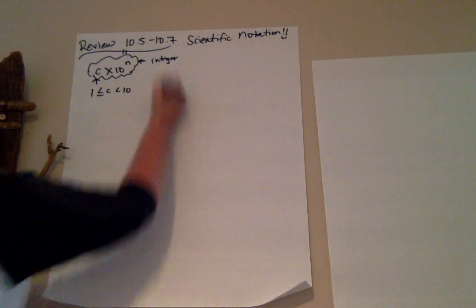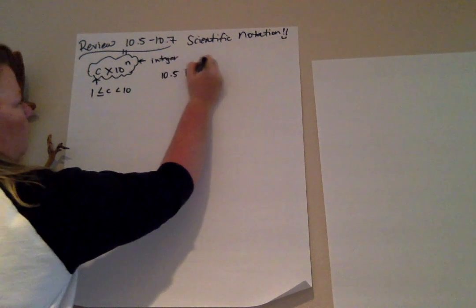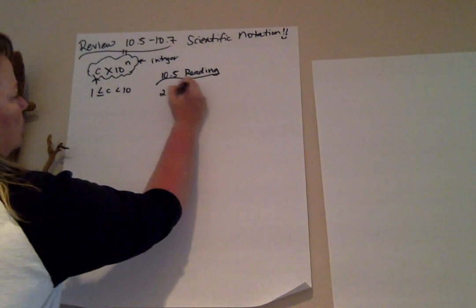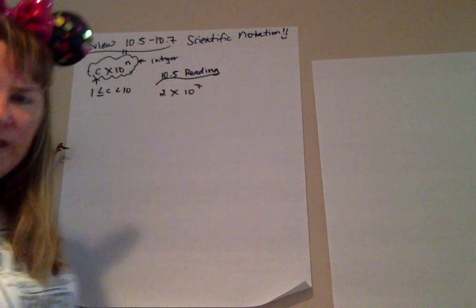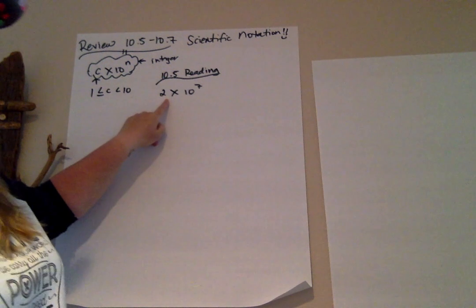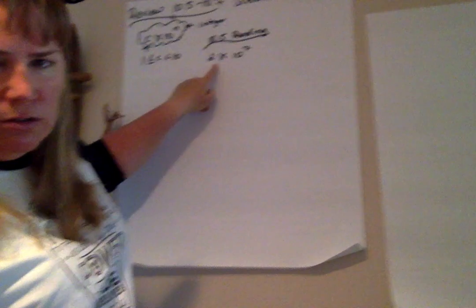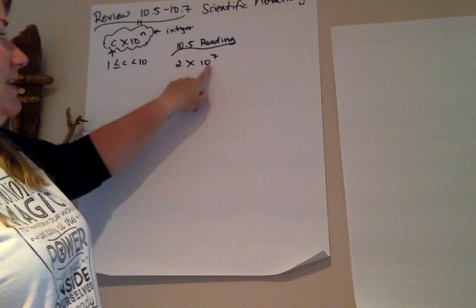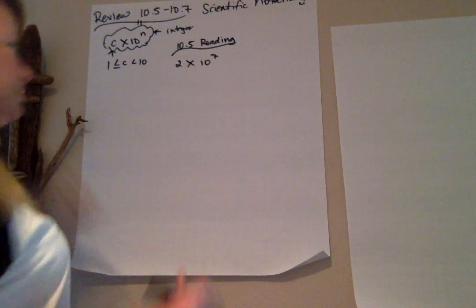Now, in 10.5, reading scientific notation. I'm going to do just a couple of problems, one of each: when you have a power that's positive and when you have a power that's negative. All right, so we have 2 times 10 to the 7th. Remember, your positive power tells you that this number is going to get larger, because this is now saying 10 to the 7th, which is a 1 with 7 zeros.